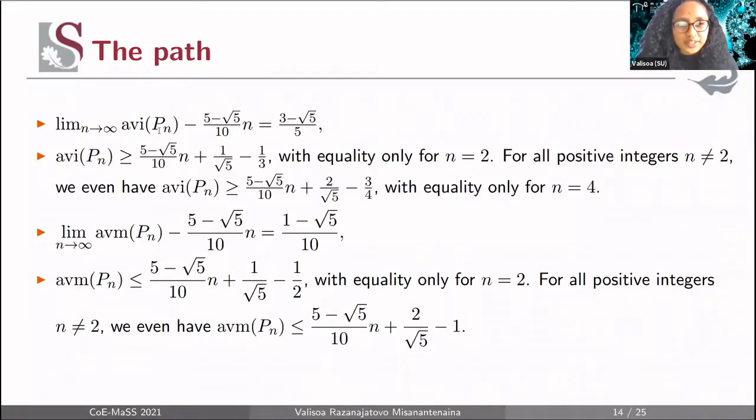So the limit of the average size of independent sets of a path minus the linear term is just a constant. The greatest average size of independent sets of a path is for n equal to 2, and then for n different from 2, it will be n equal to 4. It is quite similar for the average size of matchings. The average size of matchings of a path minus the linear term is the constant in the second equation. Again, the minimum is for n equal to 2, and then for n different from 2, it is that one.